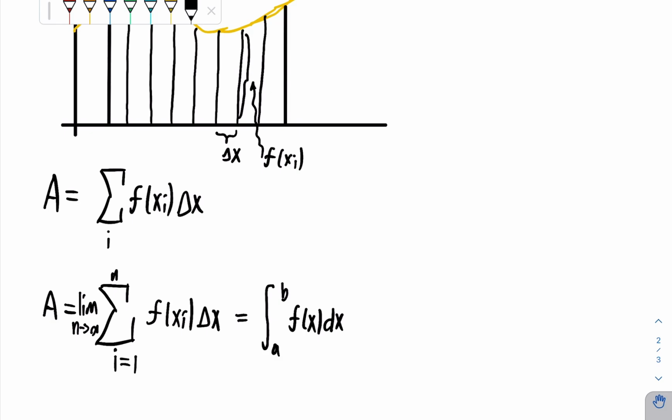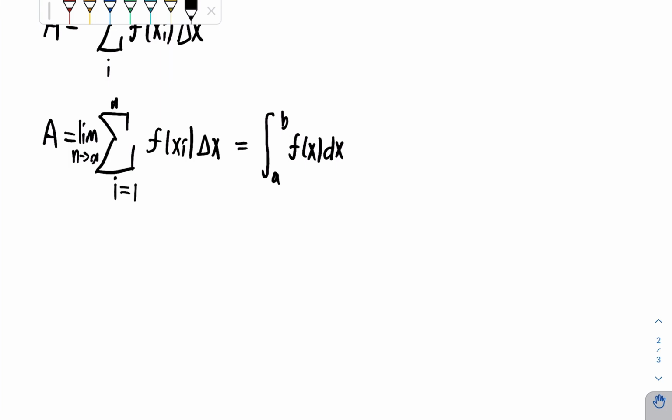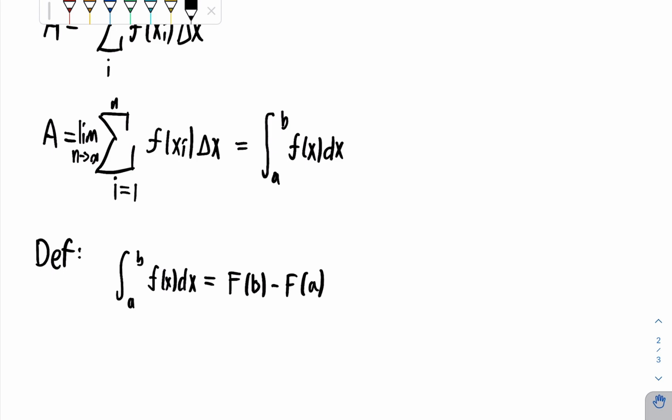To evaluate these integrals, we can make use of something called the fundamental theorem of calculus. The definition for the fundamental theorem of calculus says that the integral between a and b of f of x dx is equal to the antiderivative evaluated at b minus the antiderivative evaluated at a. So that is going to allow us to find the area under the curve.